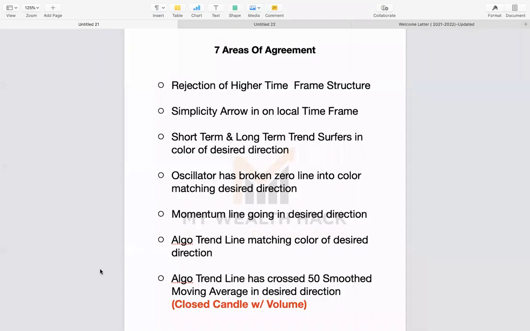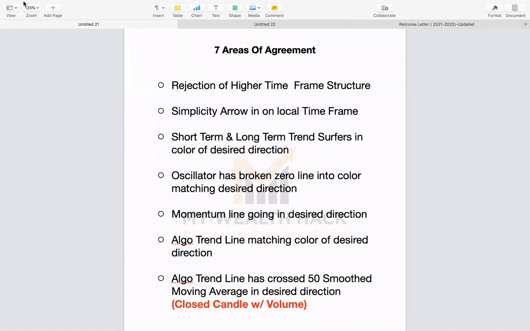What we want to start off with doing, for the benefit of people that were not able to see our initial talk, is go back over the rules of the strategy. The first thing we look for is the rejection of a higher time frame structure.